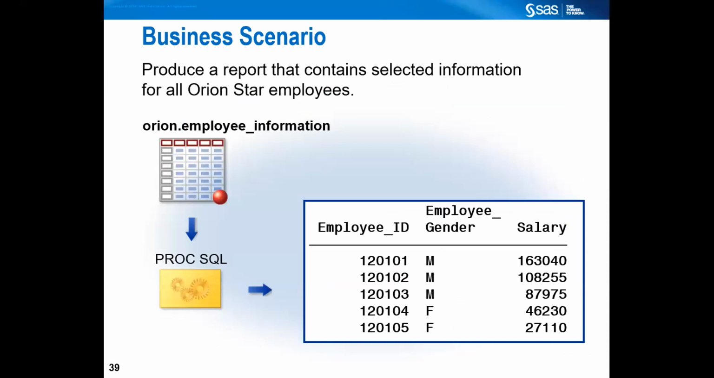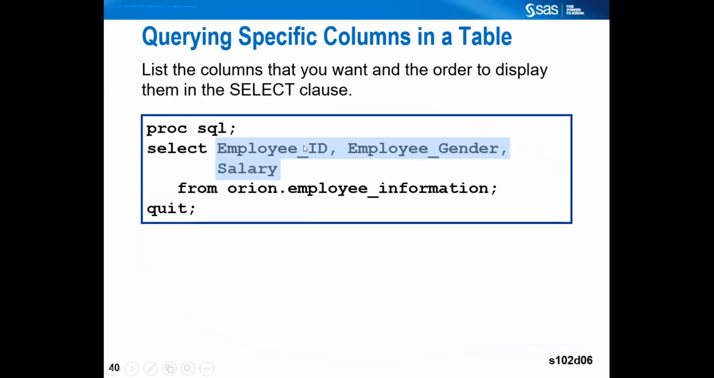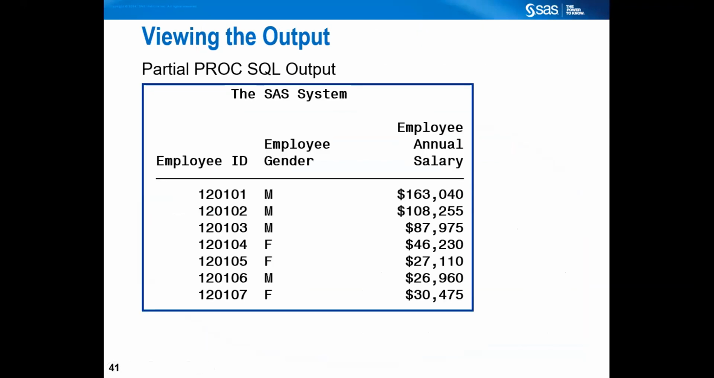Now let's work with the scenario. It's telling you to produce a report that contains selected information for all Orion Star employees. So this is the input table. You need to write a procedure only for selected columns. So how do you specify these columns? You require the report to be generated only with employee ID, employee gender, and salary. So for that, you are going to write a Proc SQL step with select, the column names separated by commas, from clause, quit. Correct? So this is how it will give you the result as expected. You are familiar with this also?